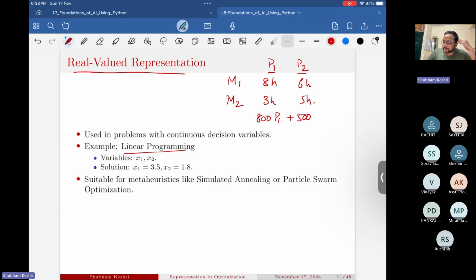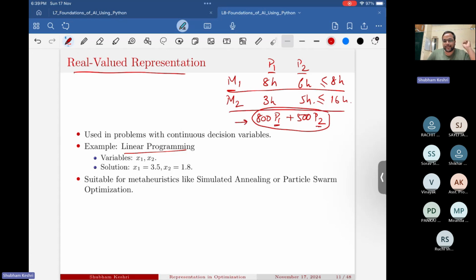and 500 rupees is the revenue when producing product 2, and each machine has limitations. So suppose machine 1 can be run for 8 hours, and machine 2 can be run for 16 hours, something like that, right? So the question is what should be the production quantity of product 1 and product 2, such that the capacity of the machines is not exceeded and you are maximizing the revenue. So this is one problem I just made on the fly.